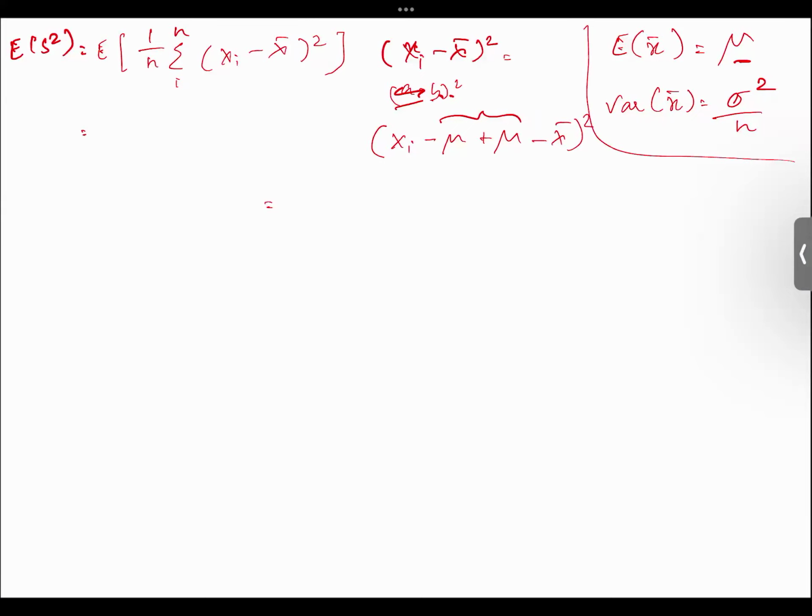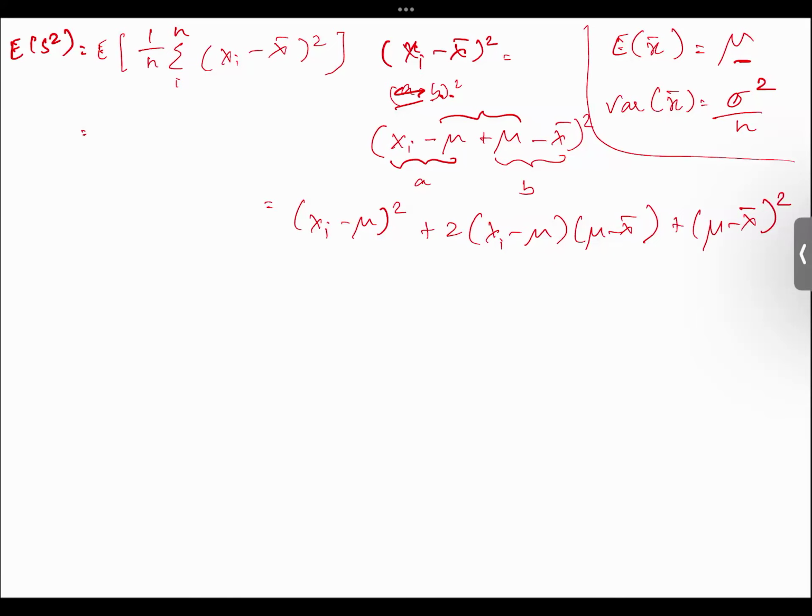So this, you can split this equation. You can have this as a, this is b. So (a + b) the whole square. So you'll have a square plus 2ab plus b square. Now let's take the expectation of each of these terms.